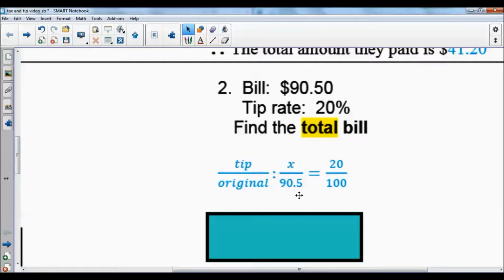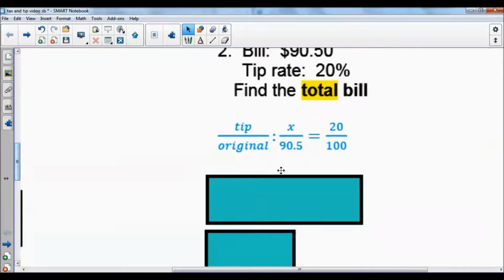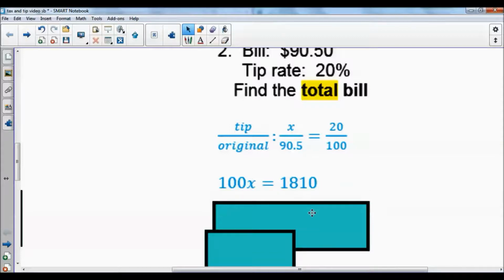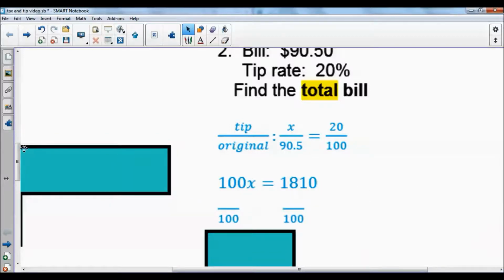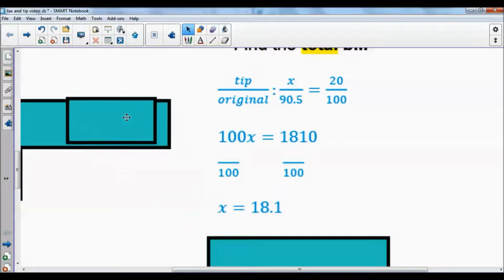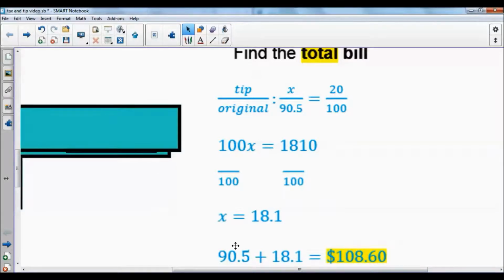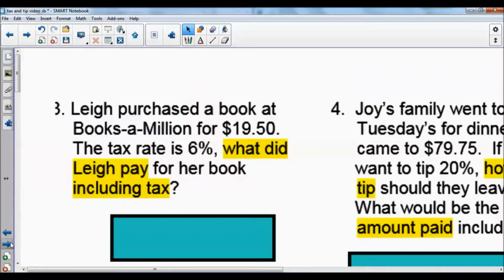Then we're going to cross multiply. Okay, so we would get 100x equals 90.5 times 20 is 1,810. We divide by 100 on both sides, and we would get x is equal to 18.1, but we're not done. We're looking for the total bill here. So this is just our tip. It's not the actual total. So what we have to do, we have to take our original $90.50, add $18.10, and then we get $108.60 for our total bill.